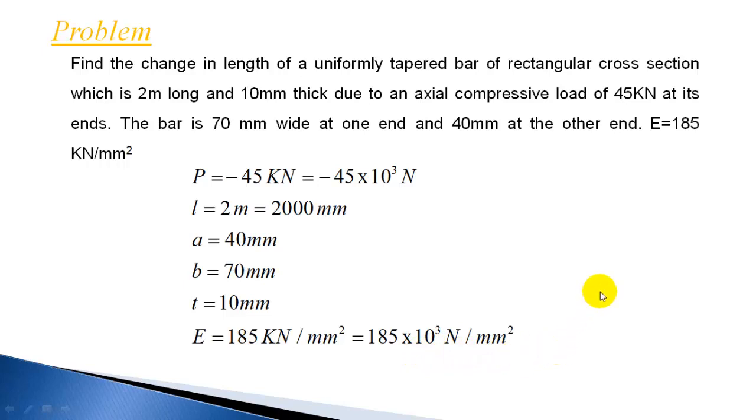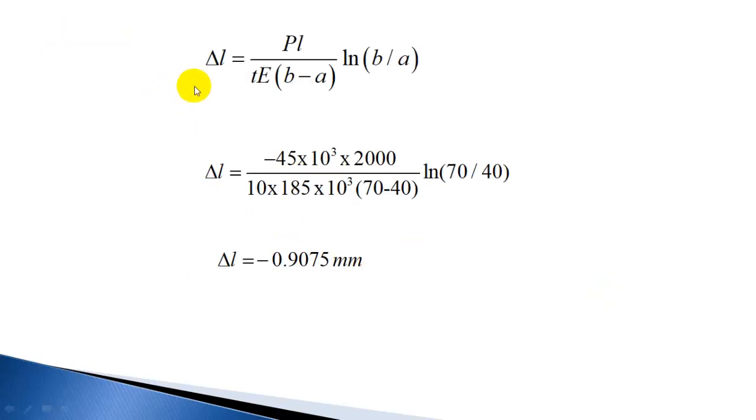Now you already obtained an expression for change in length of a uniformly tapered bar under an axial load. The formula is delta L equal to PL by T into (B minus A) into log B by A. P is the load, so you can substitute a negative sign, minus 45 into 10 raised to 3, length is 2000 mm, thickness is 10 mm, Young's modulus is 185 into 10 raised to 3. B is 70 mm, A is 40 mm.